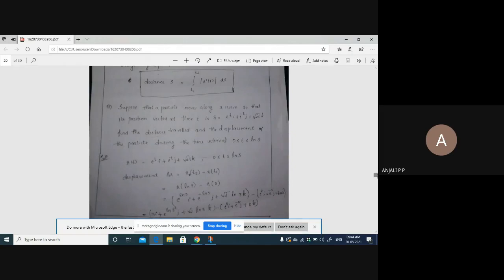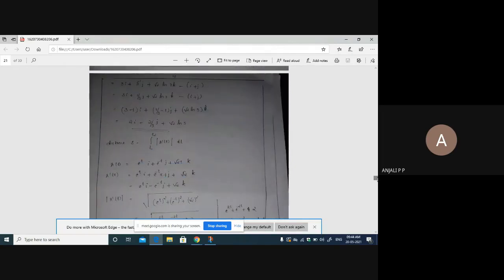Then the distance. The formula for finding distance is the integral from t1 to t2 of modulus of r dash of t dt. So you know how to find the modulus of r dash of t. First you have to find r dash of t. Given r of t equal to e raised to t i plus e raised to minus t j plus root 2 t k, to find the distance from t1 to t2, first find r dash of t, the derivative of this r of t.